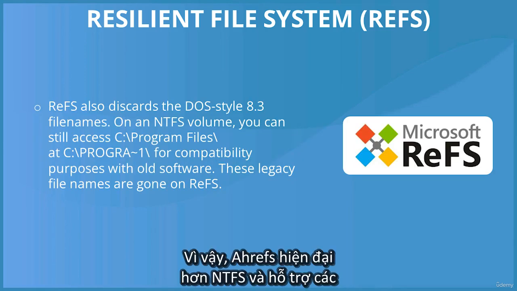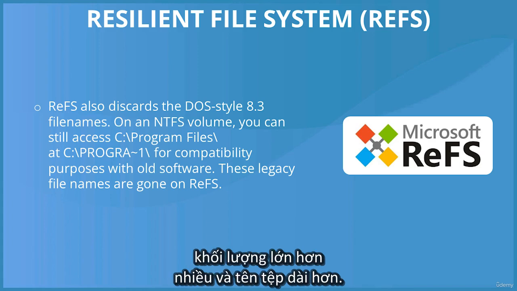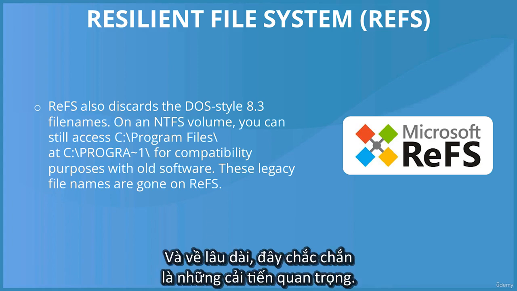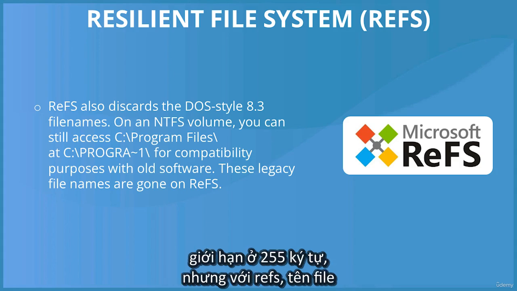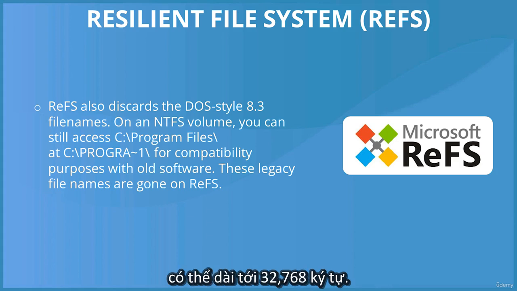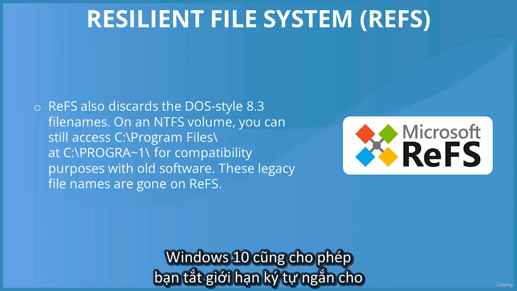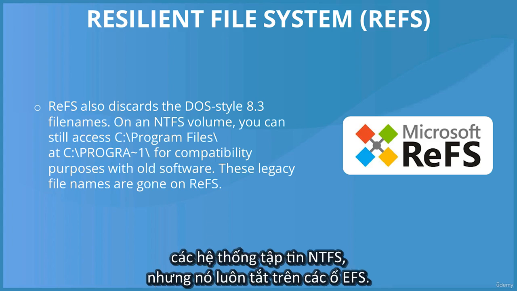So ReFS is more modern than NTFS, and it supports much larger volumes and longer file names. And in the long term, these are definitely important improvements. On an NTFS file system, file paths are limited to 255 characters. But with ReFS, a file name can be up to 32,768 characters long. Now, Windows 10 also allows you to disable the short character limit for NTFS file systems, but it's always disabled on ReFS volumes.